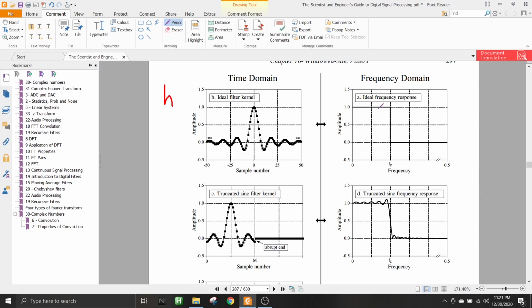So this is the small h, and this you can say is the capital H. Okay, so the capital H is the DFT version of the small h. This small h is actually what we will convolve with in the time domain in order to perform filtering.